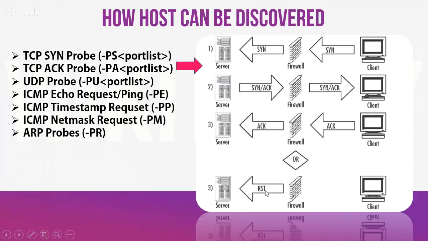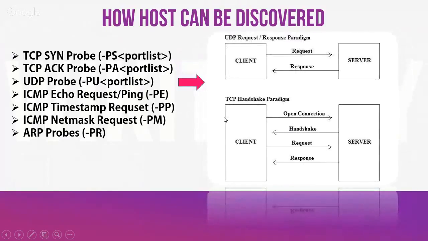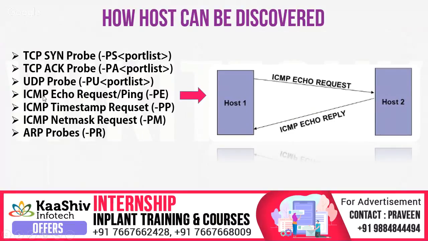This is how the process will work. And if there is any firewall, automatically a reset will happen, so I couldn't send any data. That's how the process will be. You're able to see it here. This is your TCP SYN probe and TCP ACK probe. If it is UDP, you'll have a UDP request and a UDP response. And in the case of ICMP, Internet Control Message Protocol, an ICMP echo request will be sent to the host and there will be an echo reply, through which you are able to identify.